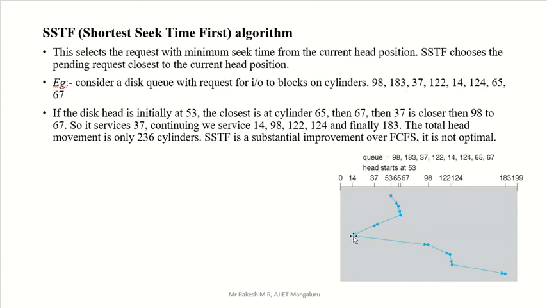So we are jumping to 14, serve that. After 14, there is no option, because out of the remaining, 98 is the closest. So we have to jump to 98, serve that. Which is nearest to 98? 122. Go to 122, serve that. Then 124. Then 183. We are seeing only these blocks. Once you have served that 183 block, you are at the last position, that is a dead end. So you are in 183 position, your service is completed.